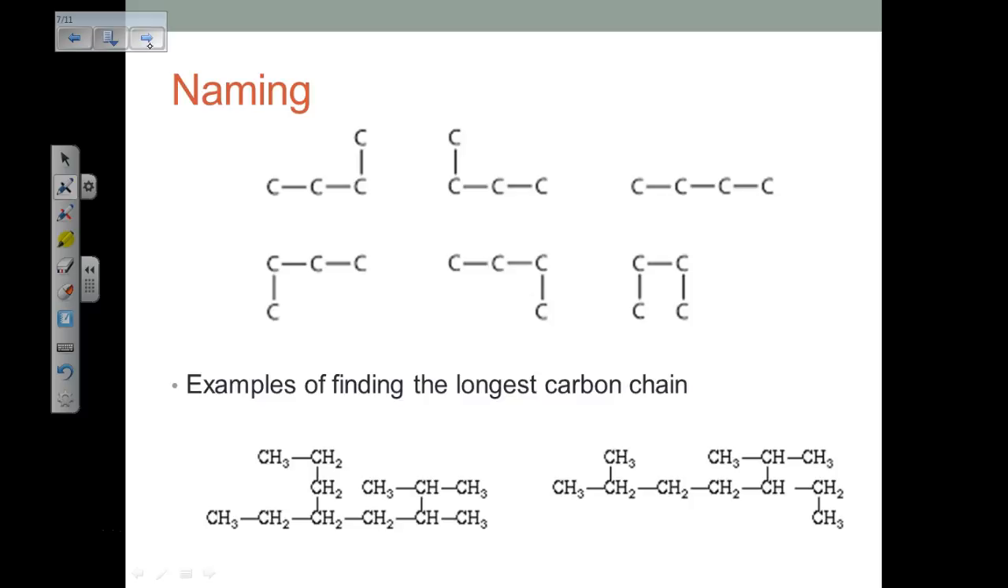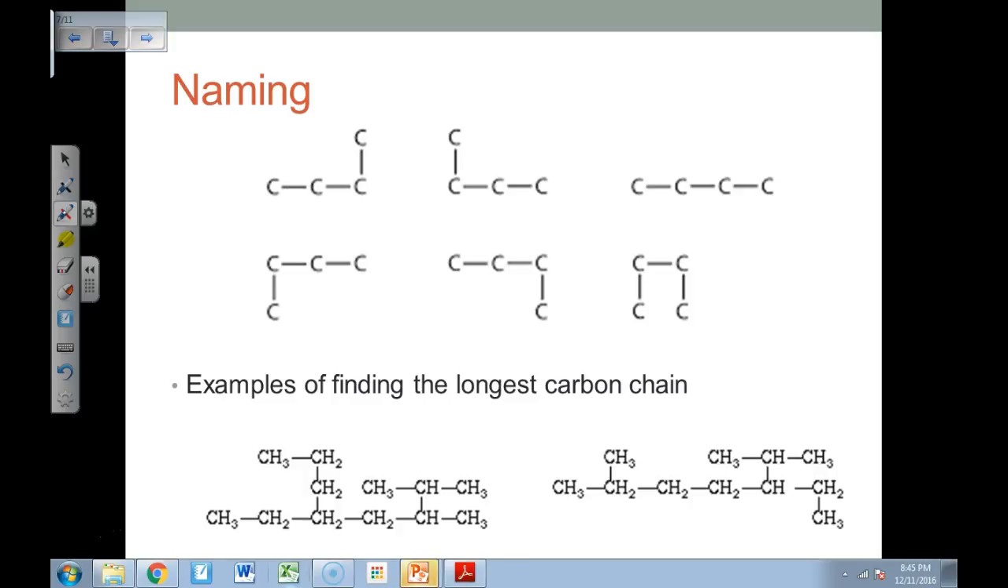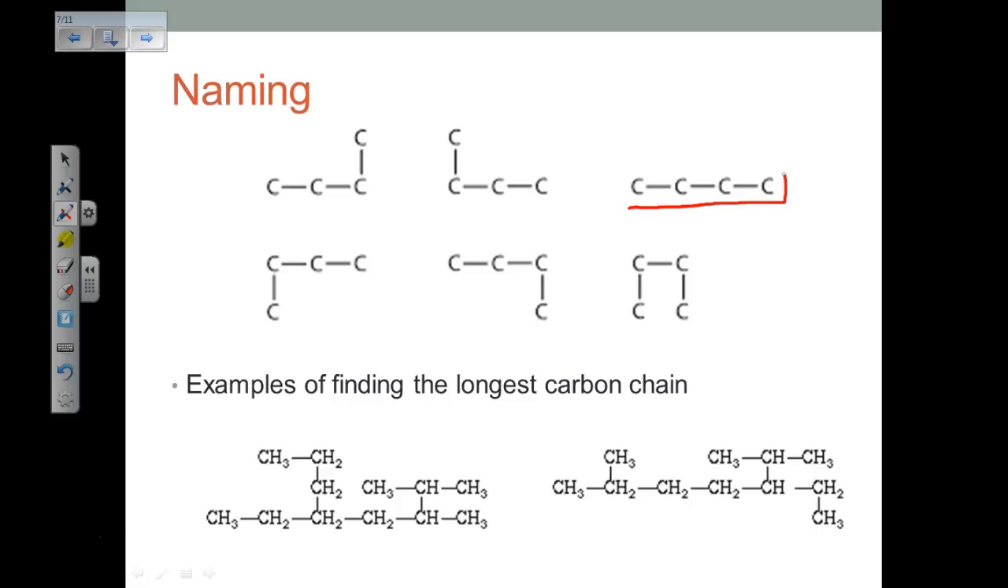Now, one of the things that can be a little tricky is finding the longest carbon chain. Keep in mind that single bonded carbons and hydrogens have free rotation. So what we have to do is identify the longest carbon chain, and in each of these, these are all the different variations of the ways that you can draw butane, or a 4-carbon chain. We're probably used to seeing it like this.